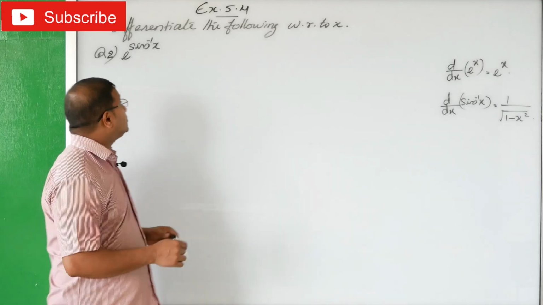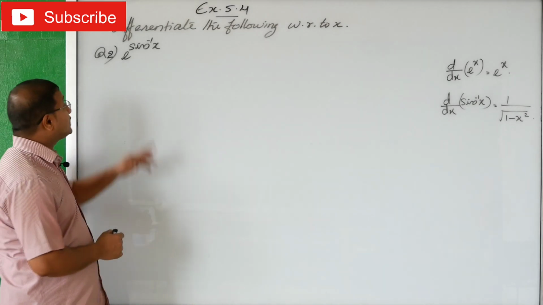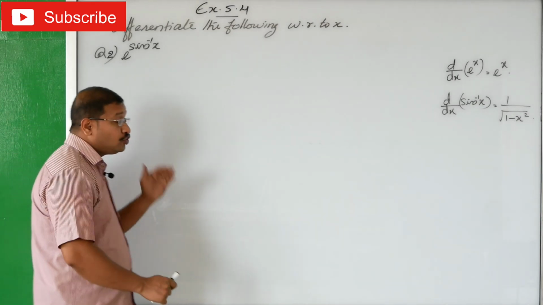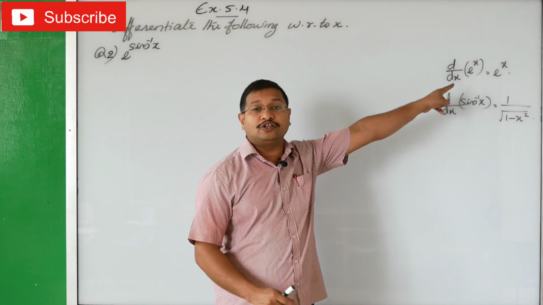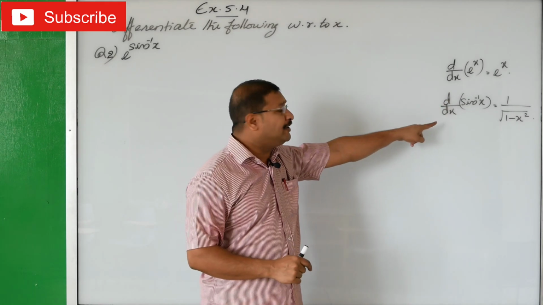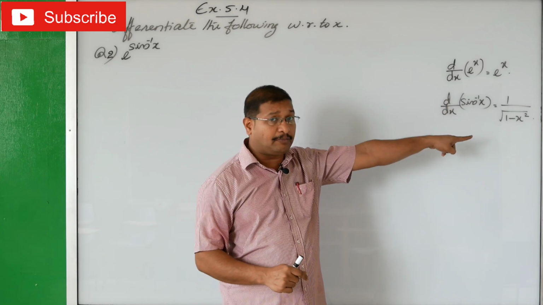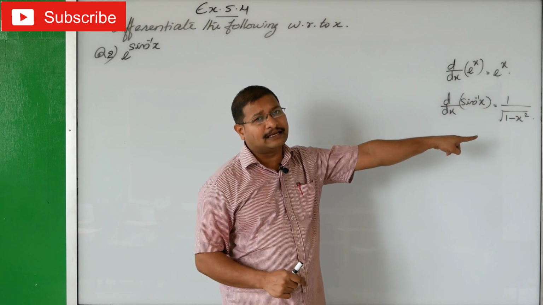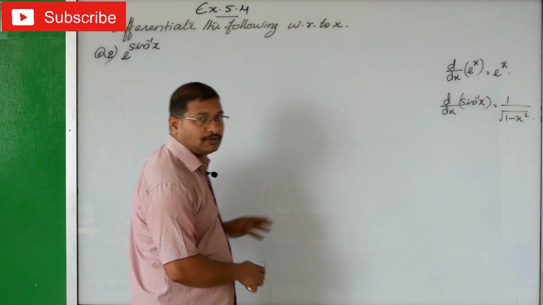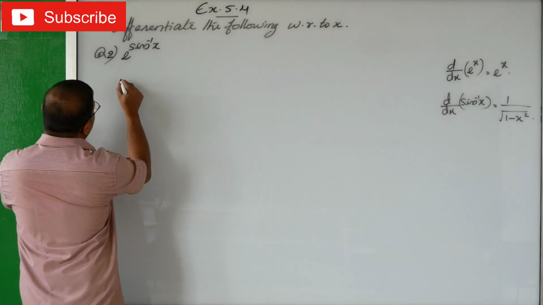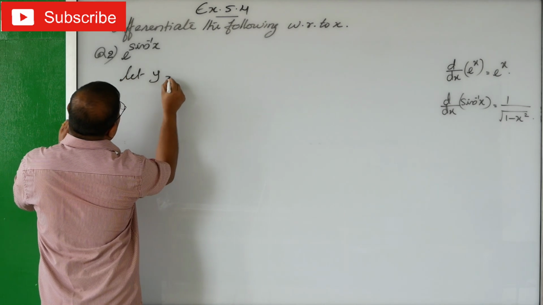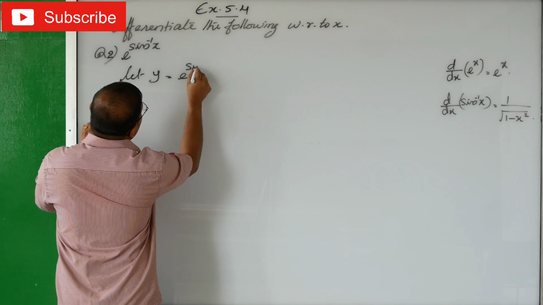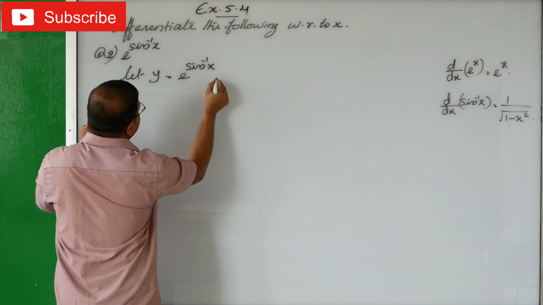Okay. Let's see the second question, e raised to sin inverse x. Of course, we should know two equations. Derivative of e raised to x equals e raised to x. Derivative of sin inverse x equals 1 by root of 1 minus x square. Let's start the work. First we will write let y equals e raised to sin inverse x.